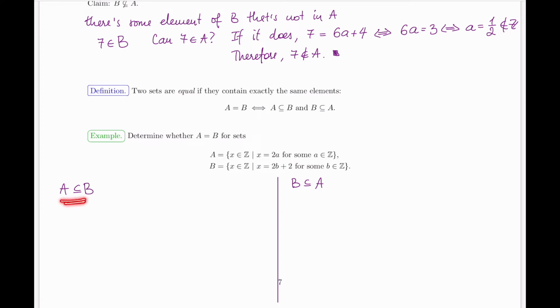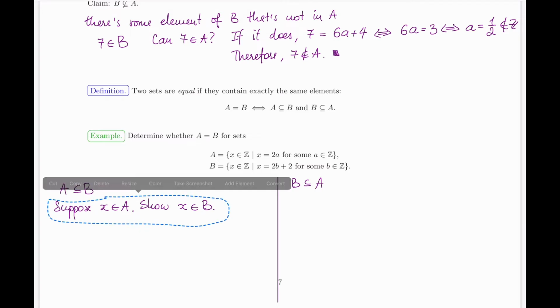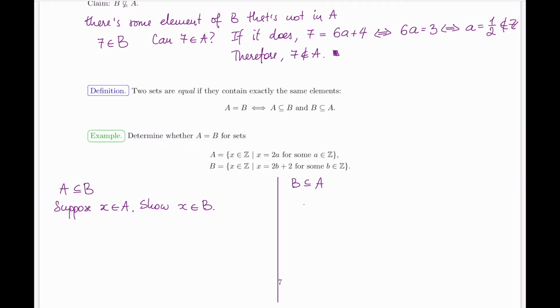So A is a subset of B means that I'm going to suppose that X is in A, and I'm going to then show that that implies that X is also an element of B. And just for the sake of stating what we're going to need to do, I'm going to rewrite this exact statement, except I'm going to swap the roles of A and B. So in this case, I'm going to assume that X belongs to B, and I'm going to then show, through a bunch of steps in the middle, that X belongs to A.